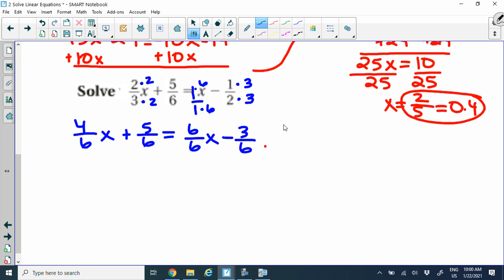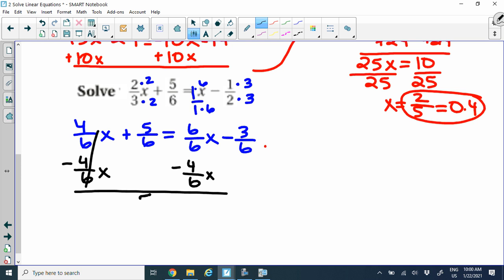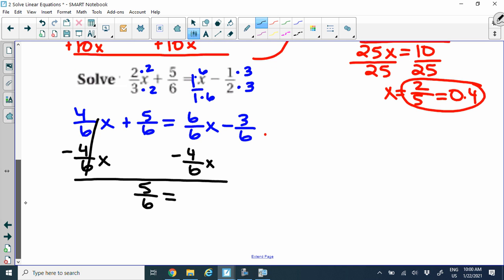As I said before, I'm always going to try to keep my coefficient in front of the variable positive. So I'm going to subtract 4/6x from both sides, okay? Now, when I do that, of course, this cancels out. I still have the 5/6 over here. When we add or subtract, we only combine the numerators. So I'm going to do 6 minus 4, and that's going to give me 2, and then my denominator stays exactly the same. And then I have minus 3/6.